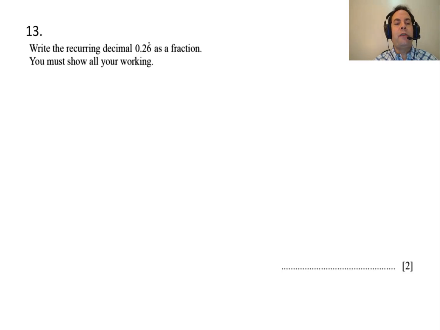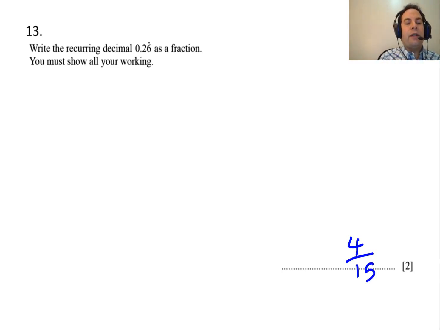Question number 13: write the recurring decimal 0.26 repeated as a fraction. You must show all your working. By using the calculator, if you write 0.26 repeated and then equals, you will get your answer, which is 4/15. But how to show that?